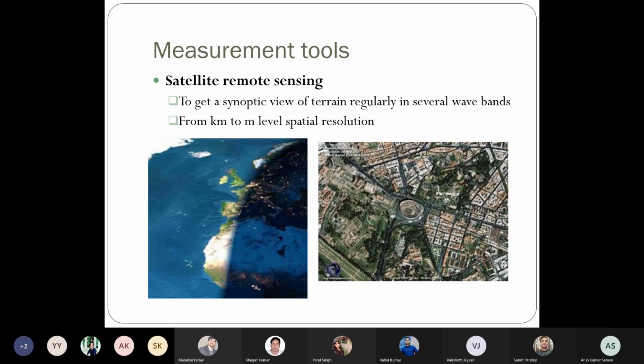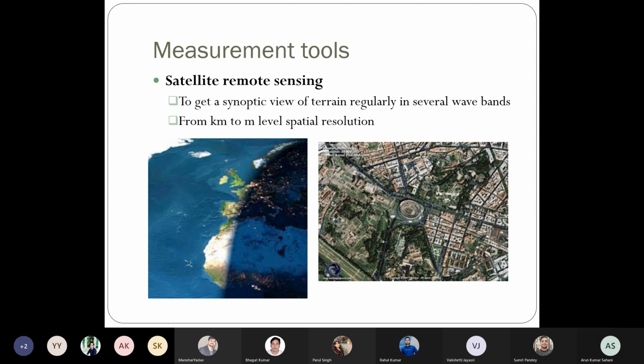Okay, so moving ahead in this discussion, when we talk about several wave bands or spectral bands, it means the Earth surface objects reflect energy over a very wide band. Wide band means the entire electromagnetic spectrum is covered, from the visible band to microwave. In this very wide wave band, certain discrete spectral bands are selected, and in each spectral band the response of the same material differs in terms of reflectance.